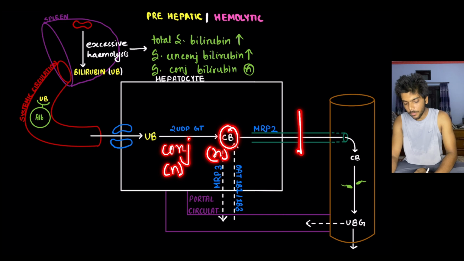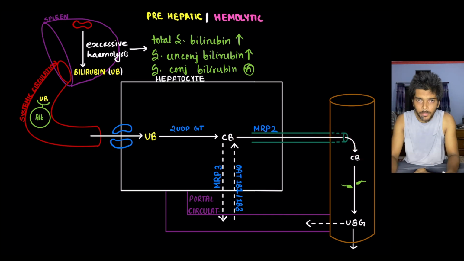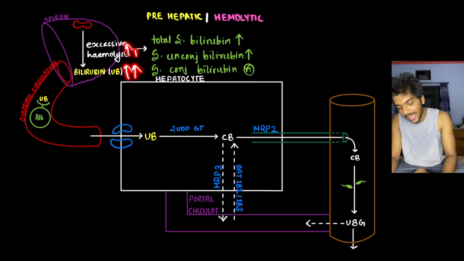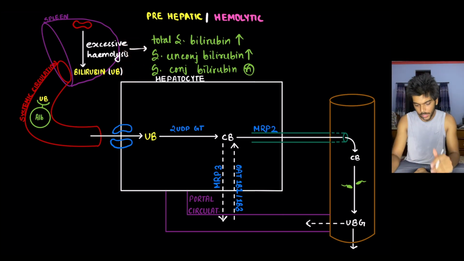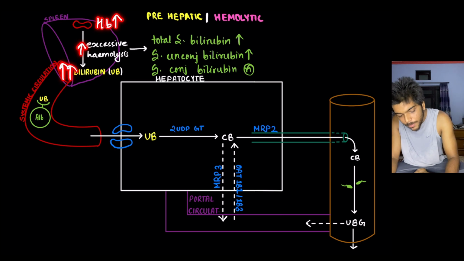So a normal amount of conjugated bilirubin is being produced. Second, there is no problem with the bile flow. So whatever conjugated bilirubin is being made, it has a way to enter the duodenum. So there is a normal level of conjugated bilirubin in blood serum. As for unconjugated bilirubin, it is elevated due to excess hemolysis. Okay. Now see, there is excess breakdown of hemoglobin, resulting in excess production of unconjugated bilirubin. So there is excess unconjugated bilirubin in blood.